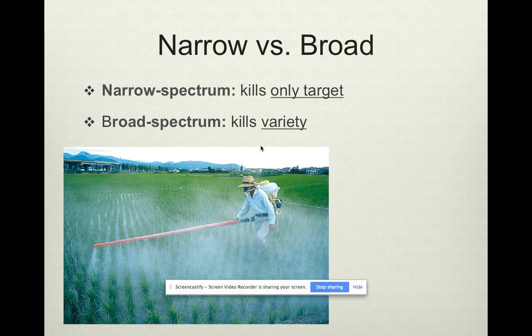So there's two different types of pesticides. There's narrow spectrum, which kills only that one target. There's broad spectrum, which kills a variety of different things. So say you have a mosquito problem. Okay, well that's fine. I can spray a narrow spectrum pesticide.